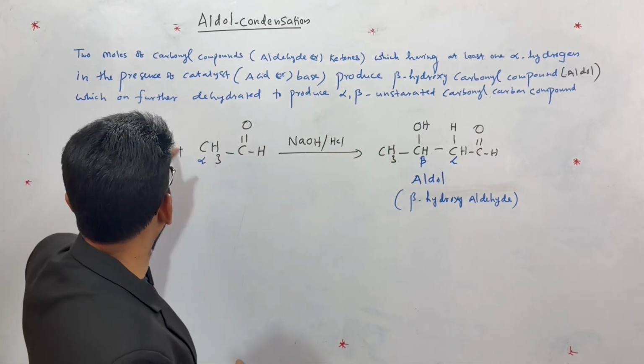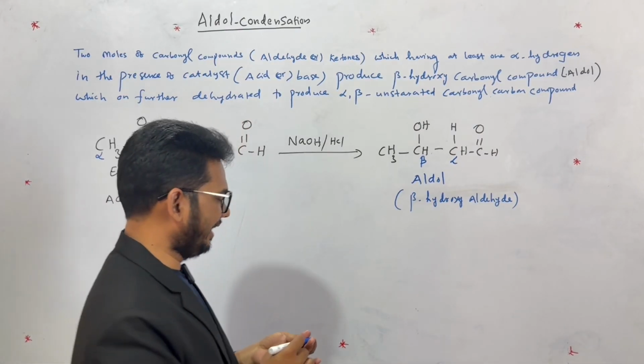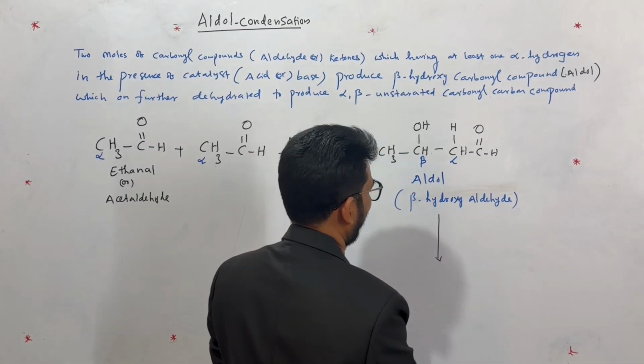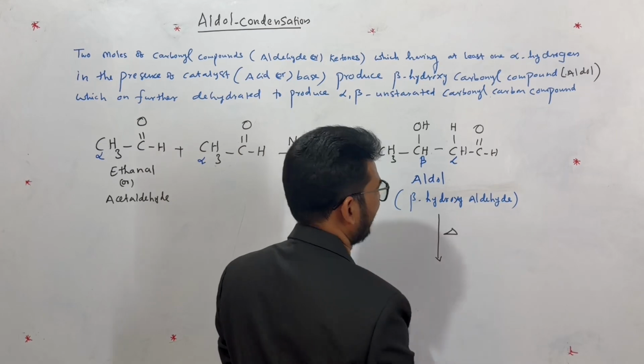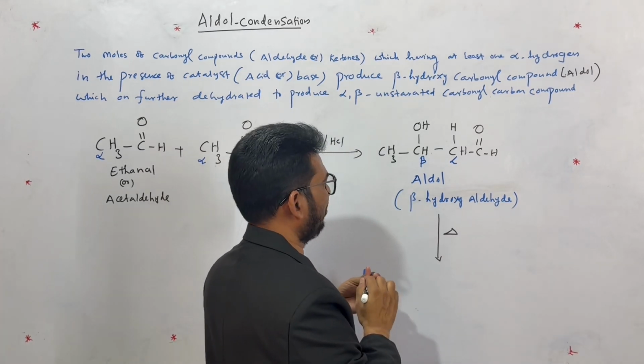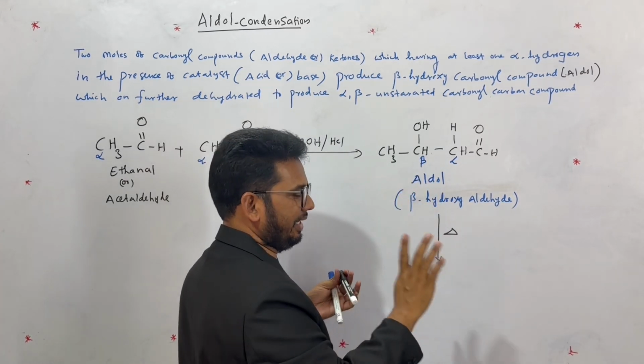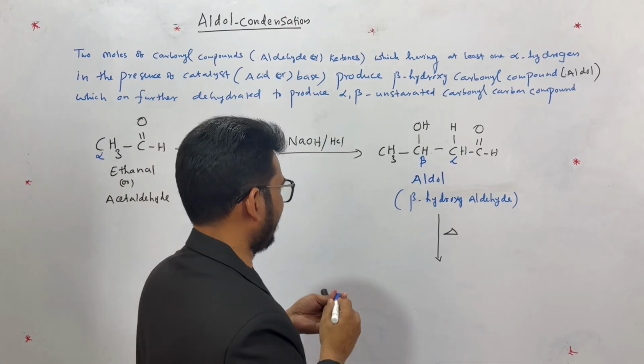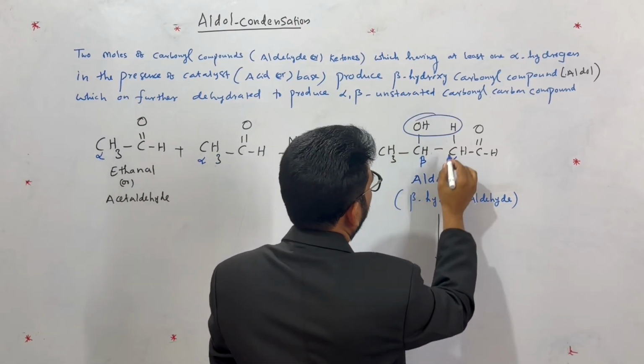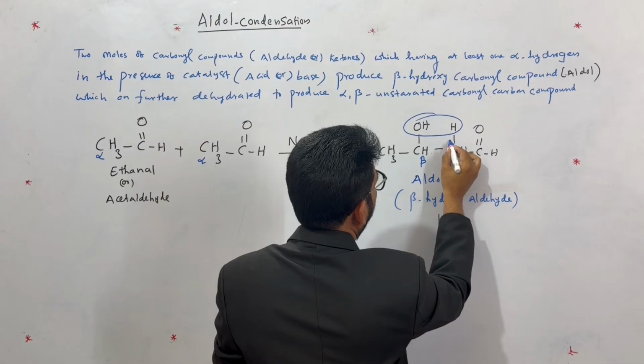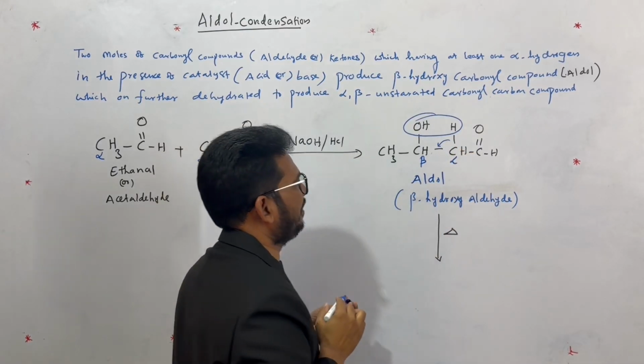As I said, after further dehydration, on heating at a little higher temperature, it is not stable. It easily loses the water molecule here. Then, as you might know, when it loses a water molecule, one pair of electrons helps in the formation of a double bond here.